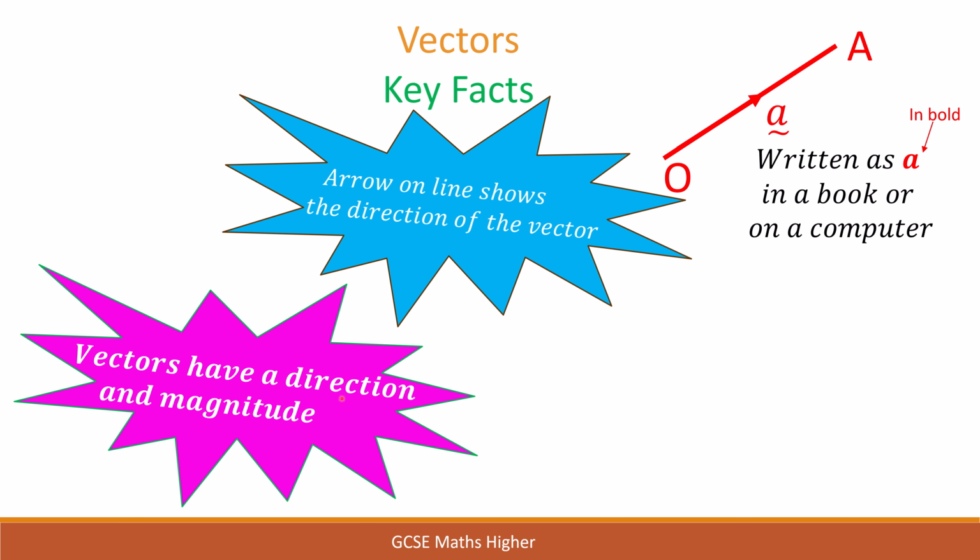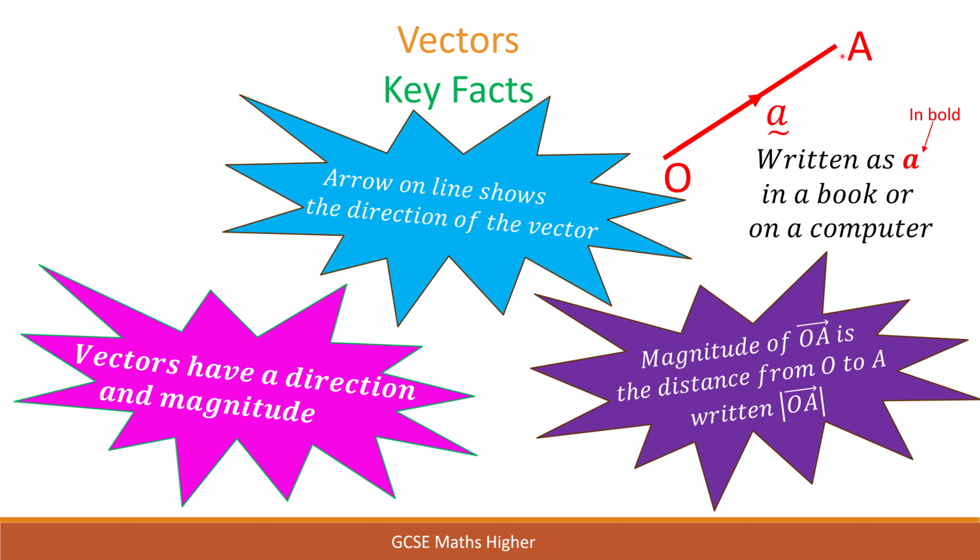Now, all vectors have a direction and a magnitude. This is a key fact: if you see vectors in maths or in physics and they ask you generally about a vector, probably more so in physics than in maths, they will ask you what it means, and it has a direction and a magnitude. Now, the direction you can see is put in here by the arrow. This is the direction of it. The magnitude just means it has a size. So you can work out the length from 0 to A. So that's all the word magnitude means.